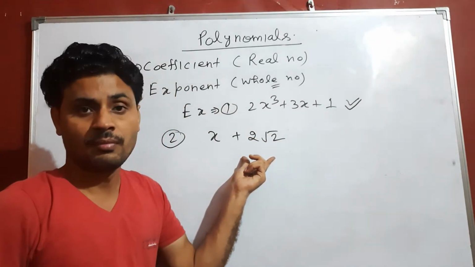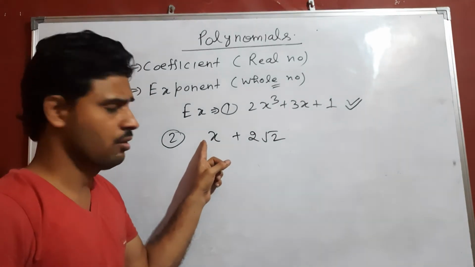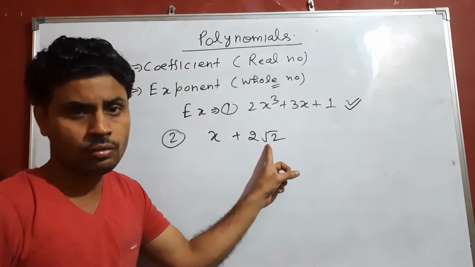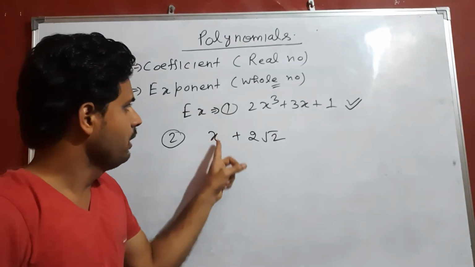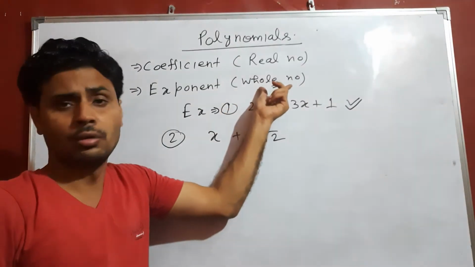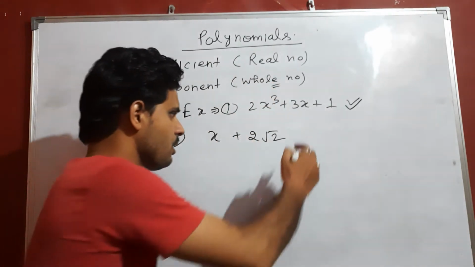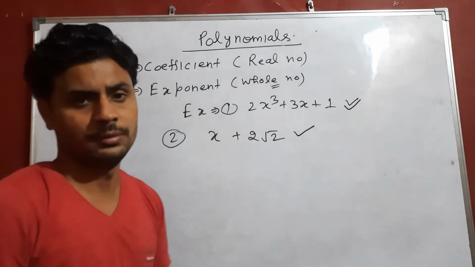Again, one more example, x plus 2 root 2. Is this a polynomial? Actually, yes, because this coefficient is 1, and this is 2 root 2, which belongs to real numbers. Exponent, which is 1, is a whole number. That's why this is also a polynomial.